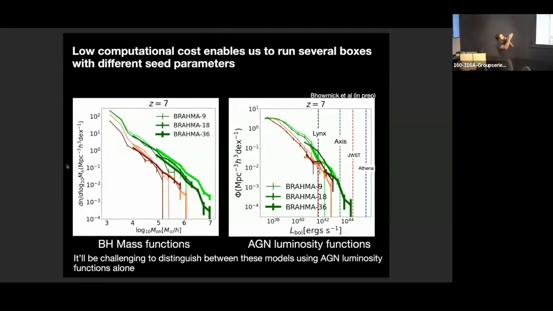Here, I'm showing that we can do it at reasonably low computational cost to be able to probe multiple sets of seed parameters and do a systematic search, but I'll skip this slide in the interest of time.